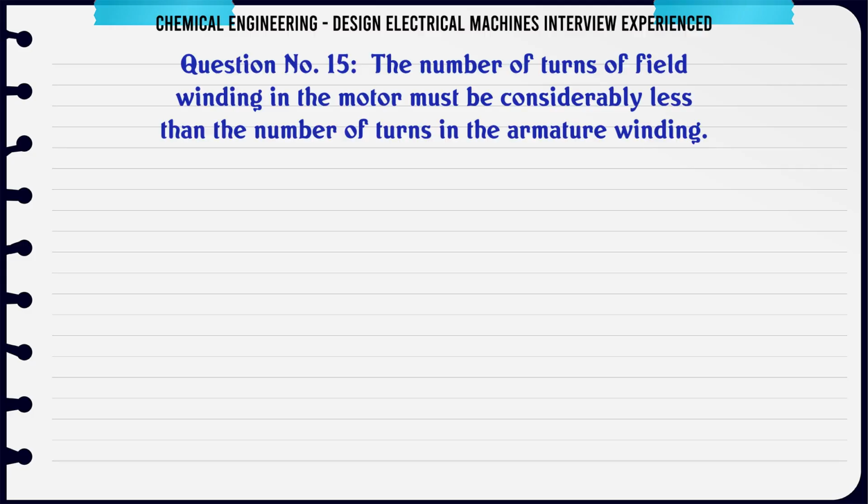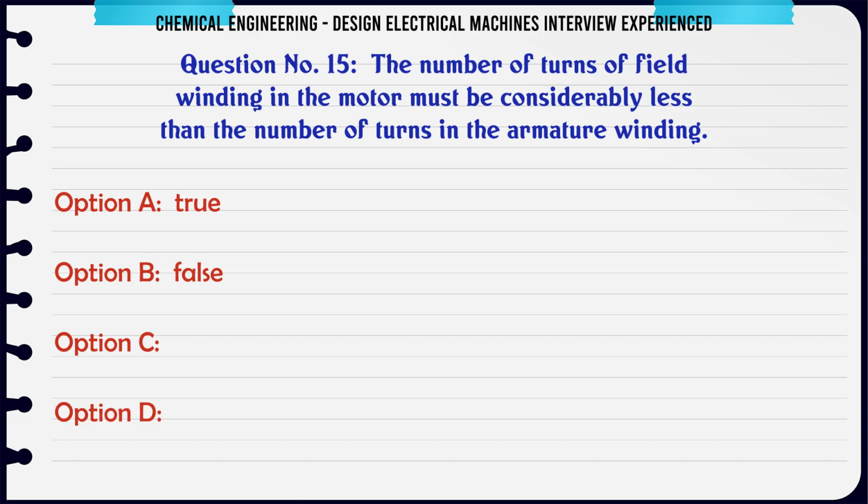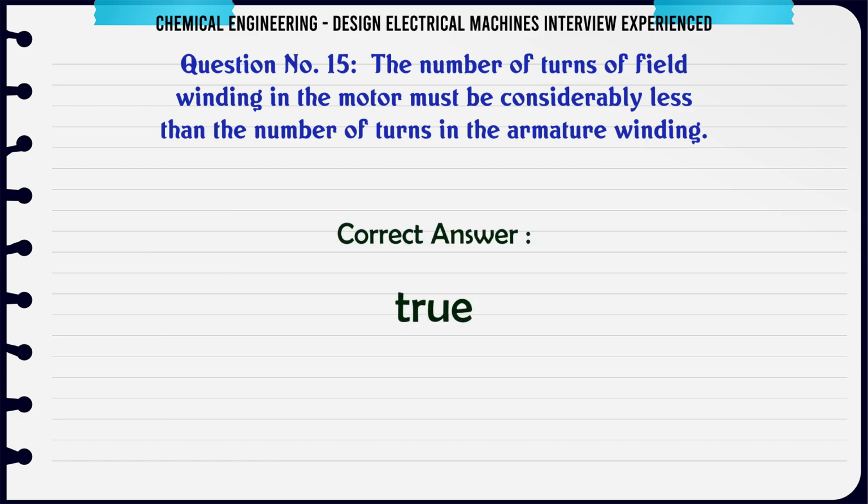The number of turns of field winding in the motor must be considerably less than the number of turns in the armature winding. A. True. B. False. The correct answer is true.